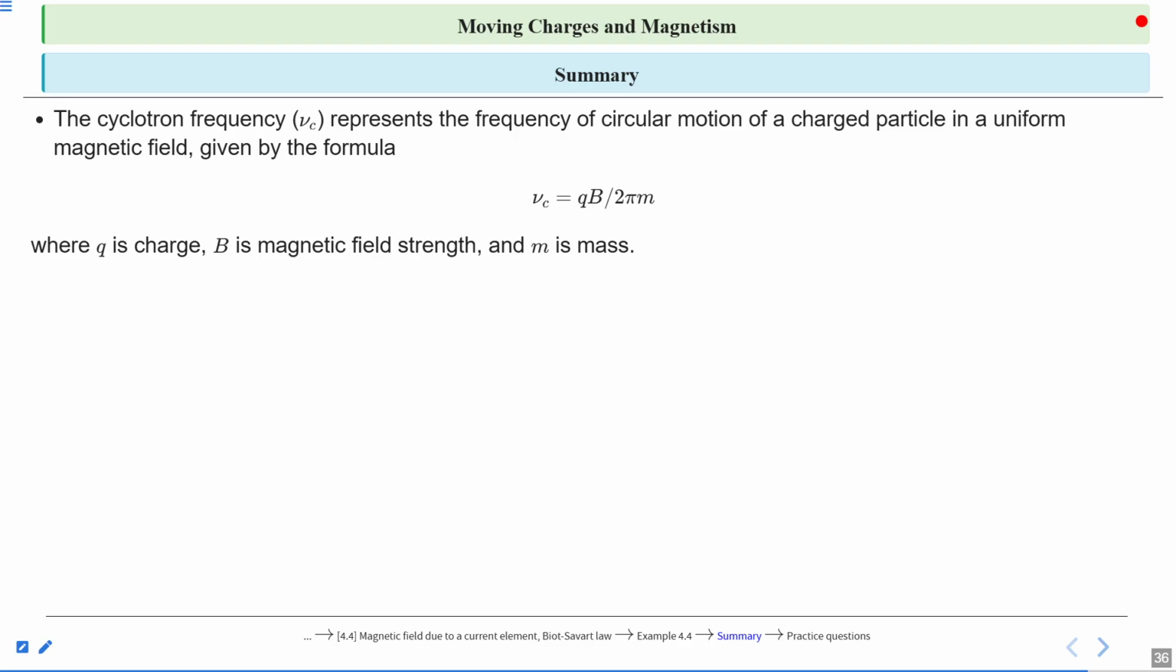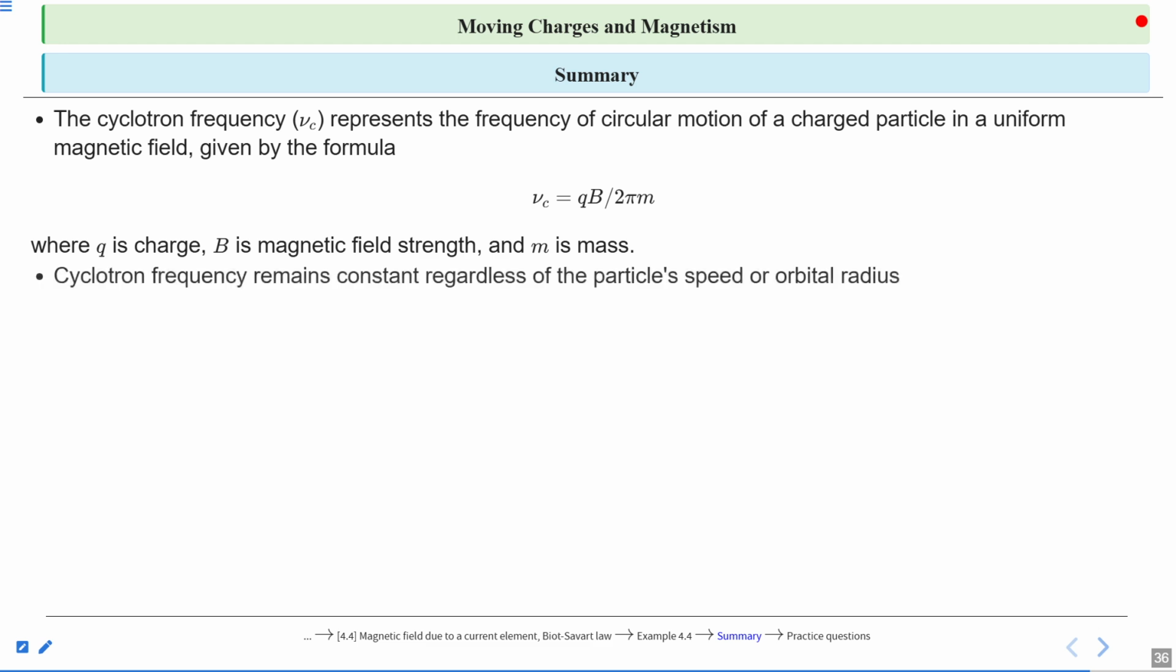Okay, let's have a quick recap of the topics that we have discussed today. So what is cyclotron frequency? The frequency of circular motion of a charged particle in a uniform magnetic field. That is represented by qB upon 2 pi m, where q is charge, B is magnetic field strength, and m is mass. Cyclotron frequency remains constant regardless of the particle speed, for velocity perpendicular to the magnetic field. So it remains constant regardless of particle speed or orbital radius.